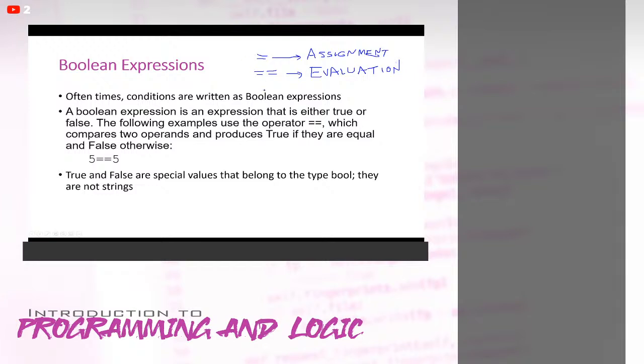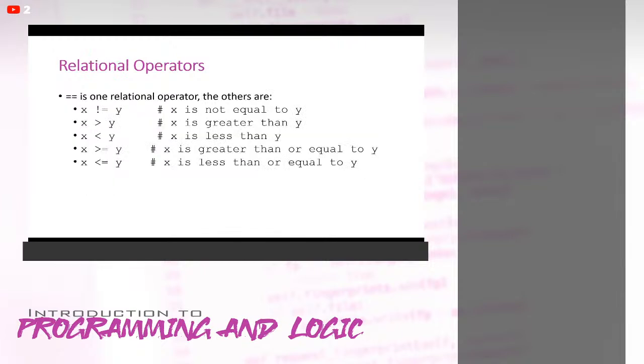Now, in addition to our equals equals, we have some other relational operators. Exclamation point equals is not equal. So if we were looking for a condition where two numbers were not the same, or two strings were not the same, we could use not equals. Then we have greater than, less than, greater than or equal to, and less than or equal to. And these are all evaluative.